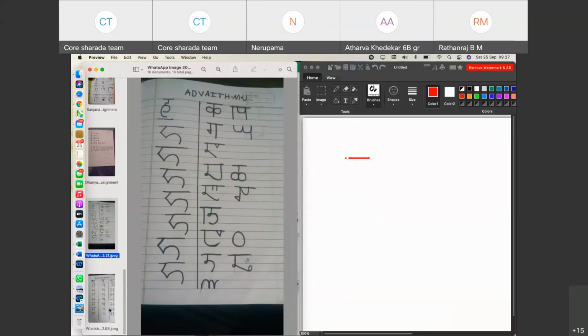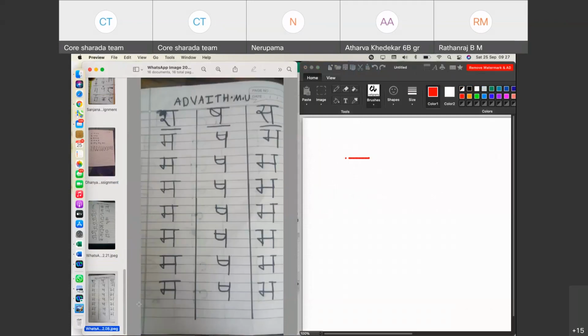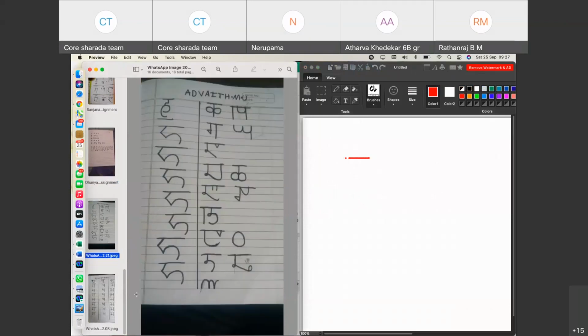Adwait's homework, as usual, is very nice, neatly written. Keep practicing your letters like this. Write all the corresponding Hindi Devanagari letters and practice your work like this. So this is all from my side today.